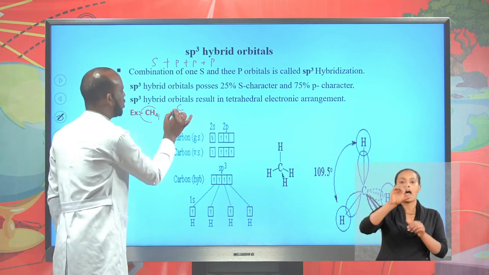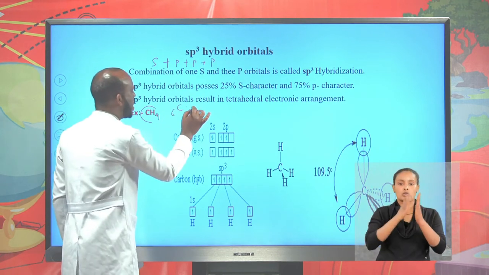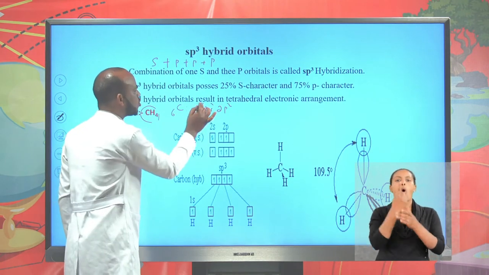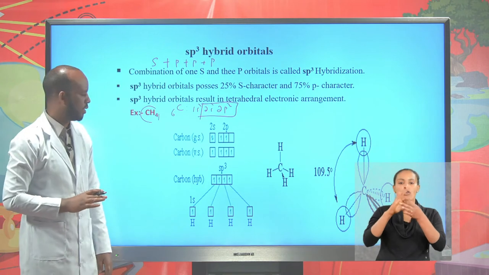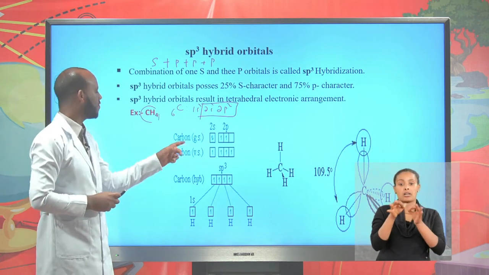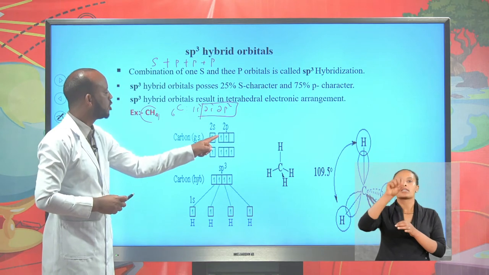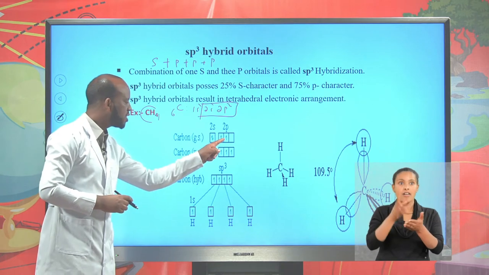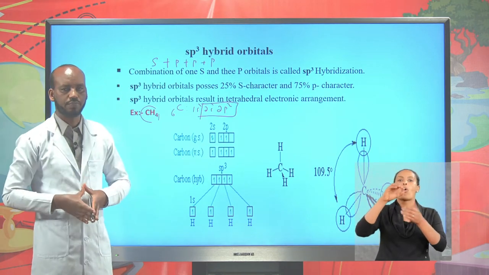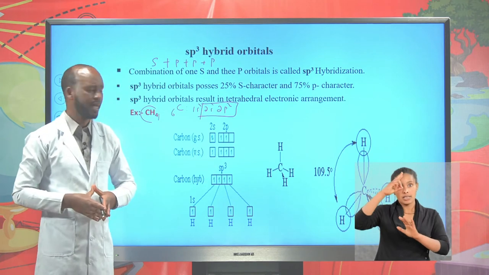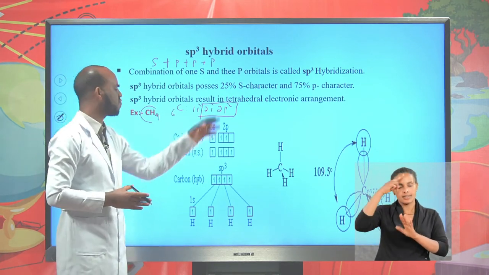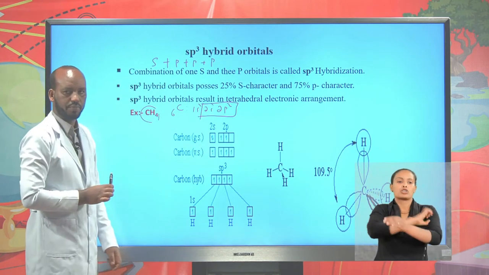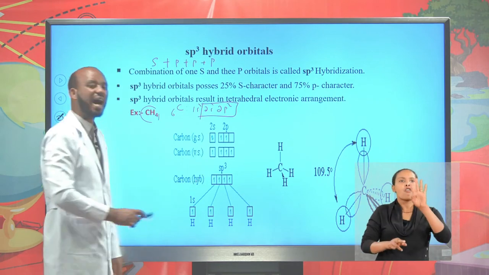Carbon atomic number is 6. Electronic configuration 1s2, 2s2, 2p2. Only valence electrons are involved in bond formation. Now, the ground state electronic configuration of carbon is 2s2, 2p2. Before pairing, vacant orbitals must be occupied with electrons. This is Hund's rule. Excited state electronic configuration of carbon: one of these electrons is promoted to a high energy orbital. Therefore, there are 4 half-filled atomic orbitals.